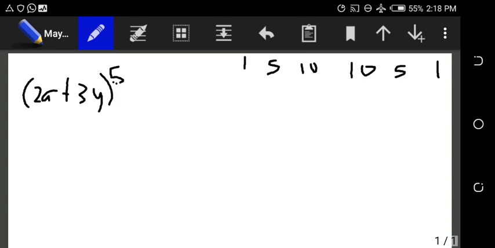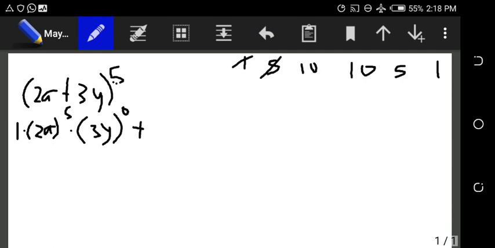So we start with the 1. So when we take away 1, we'll have 1 times, the first term is 2a, but we'll have to put that in a bracket because we're having more than one term there. So we have (2a) raised to the power 5 times our second term there, which is (3y) raised to the power 0. Alright, remember next is plus. Write our plus, we'll take the second coefficient, which is what? 5.